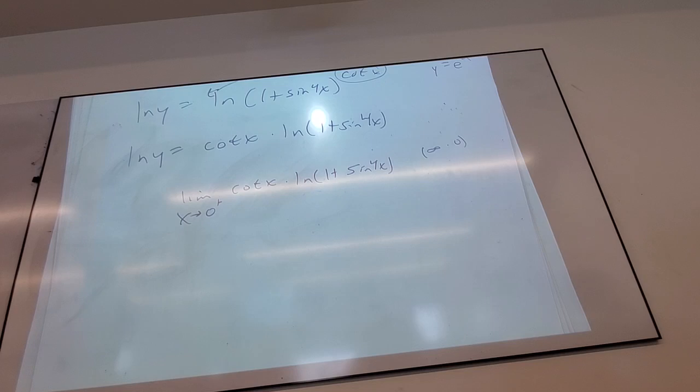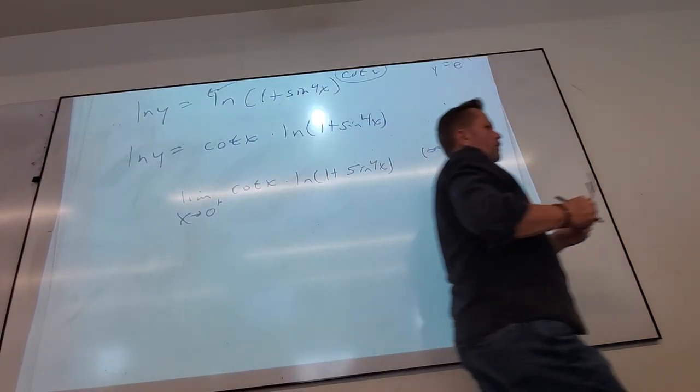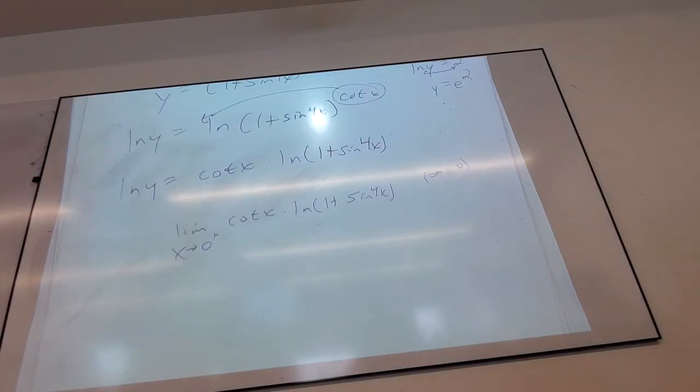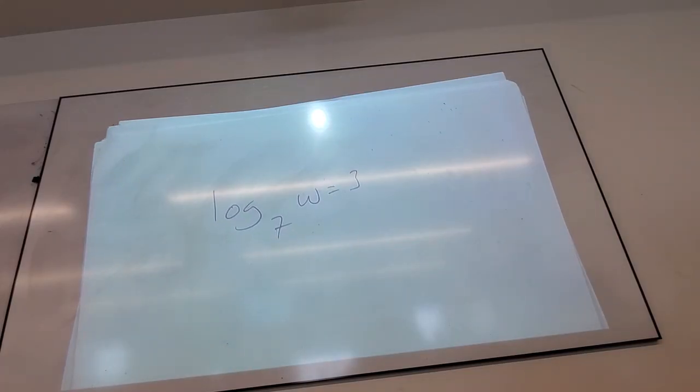Sir, can you step back and explain that e thing again? Because you raise both sides to e to isolate y. Okay. So, Paola, you are a hero for at least 11 people. Everybody, if I have log base 7 of w equals 3, can you tell me what w is?